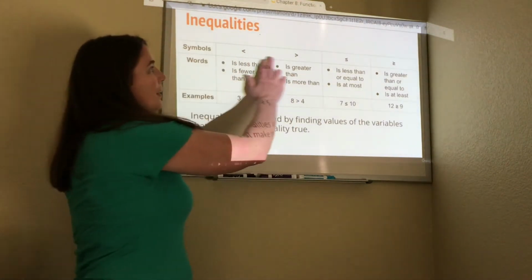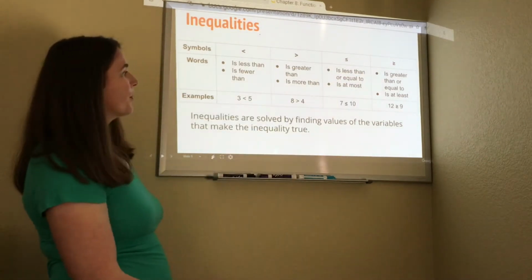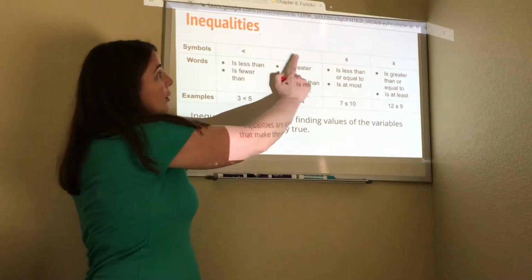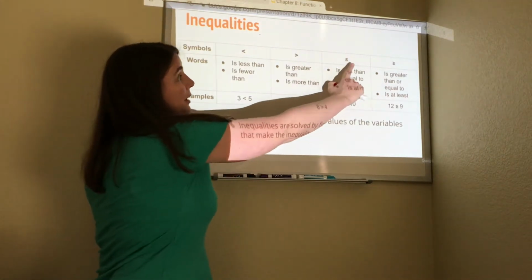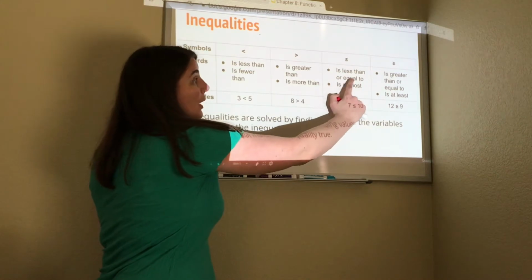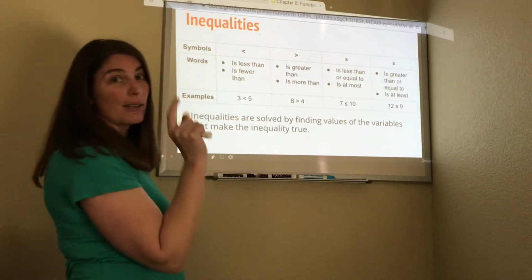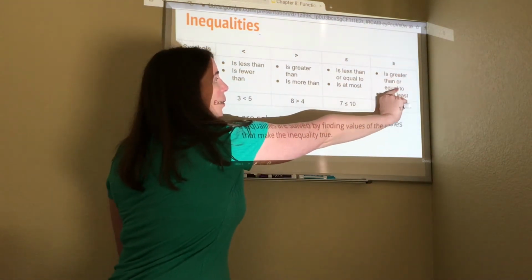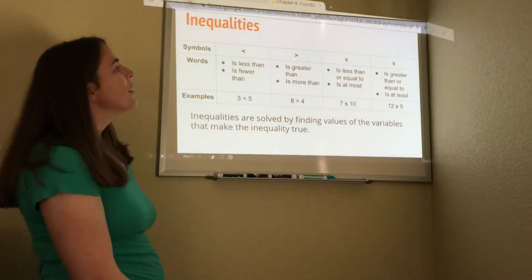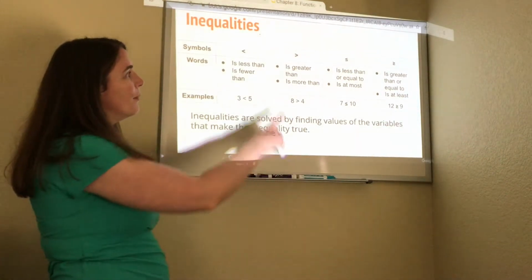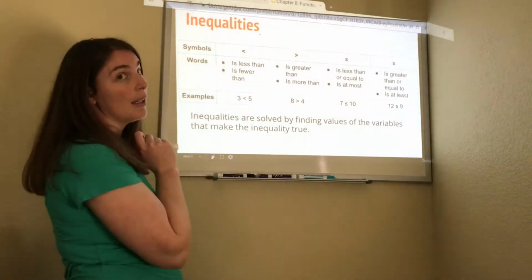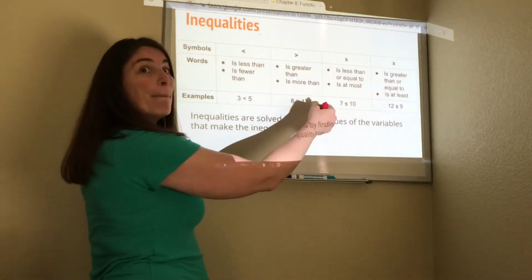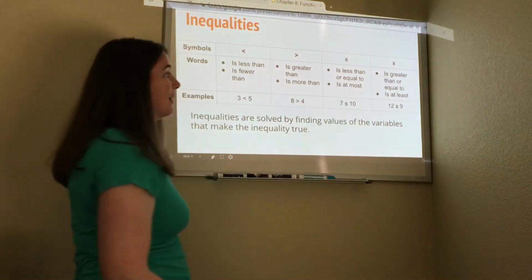You've probably seen these symbols before, okay? Here are your symbols. This is a less than symbol, greater than symbol. This is less than or equal to, so that line underneath means equal. And then you have this greater than or equal to symbol, okay? So what else do you notice? These can also mean is fewer, is more than, is at most, and is at least.